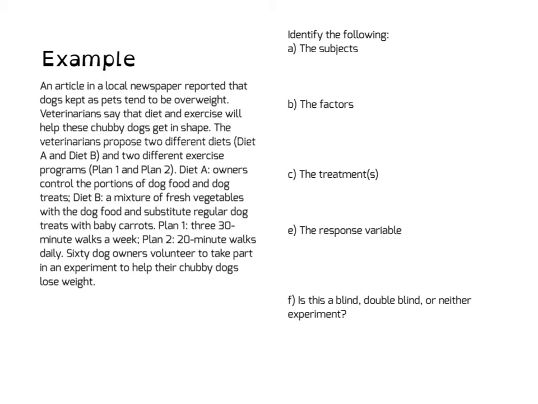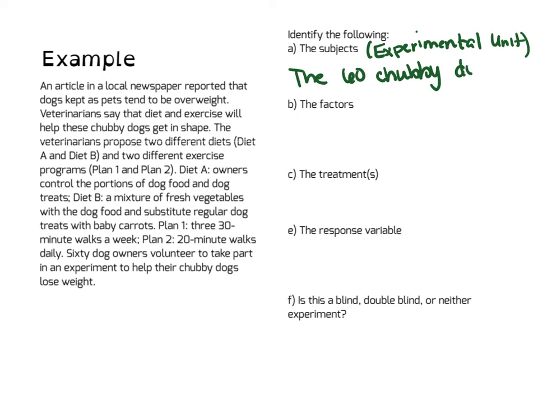A subject is a human experimental unit. Well, in this case, we're not using humans to experiment on. We're actually using the dogs. And so if they're not humans, we call them experimental units. So they have the same terminology, just one is a subject and one is an experimental unit. And here, our experimental units, who are we performing the experiment on? Well, these are going to be the 60 chubby dogs. That's who the actual experiment is being performed on, right?